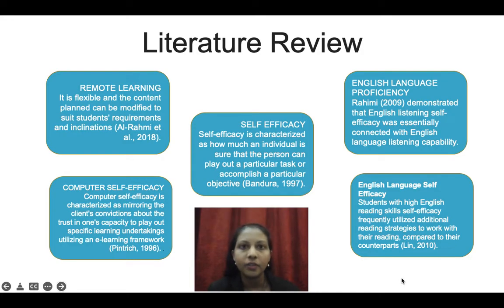Remote learning is a method of learning where students can advance independently at their own pace, in contrast to the conventional learning method. It is flexible, and the content planned can be modified to suit students' requirements and inclinations. As self-efficacy is connected to individual confidence in their own capacities to arrange and execute the blueprints expected to produce the given outcomes, it assembles a scaffold of possible associations on the acceptance of remote learning.